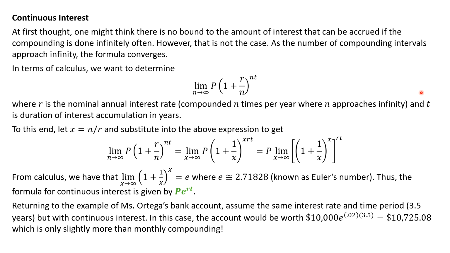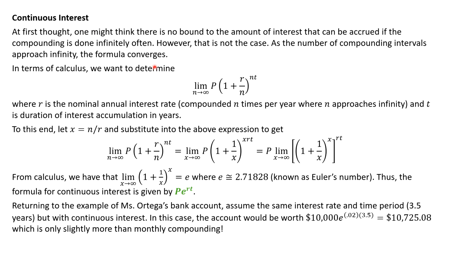So it's pretty close. As n gets large, as you have a lot of compoundings, you actually get very close to this continuous interest rate. And it's actually easier to compute. You just have P times e to the RT power.